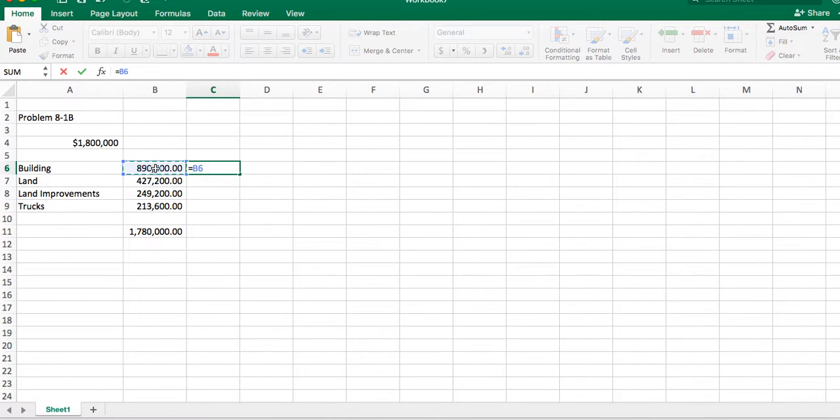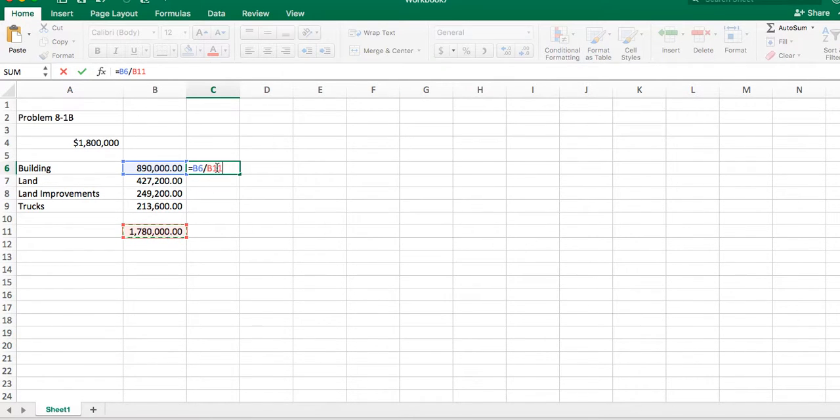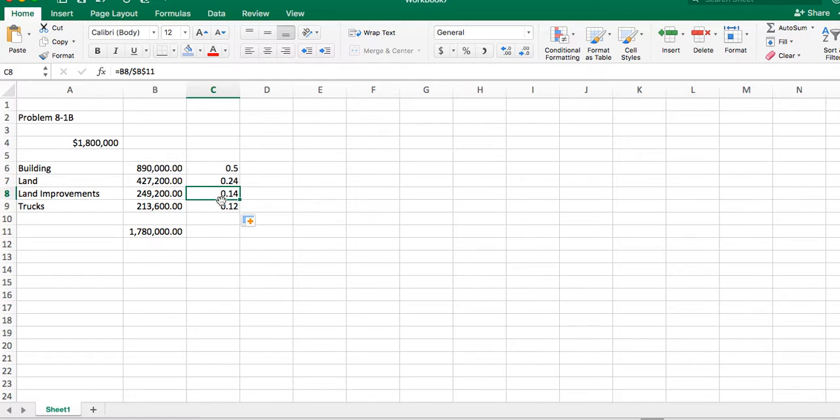So the building, 890,000, divided by the total purchase price. Now in Excel, well, it doesn't work that way in a Mac apparently, but in Excel, if you will put a $ in front of the row reference and column reference, then that's what's called an absolute value. Now what will happen when I fill this down, that absolute value won't change, but the relative value will. So those of you that use Excel often probably already know this, but that's how you can use cell references in Excel to fill down formulas.